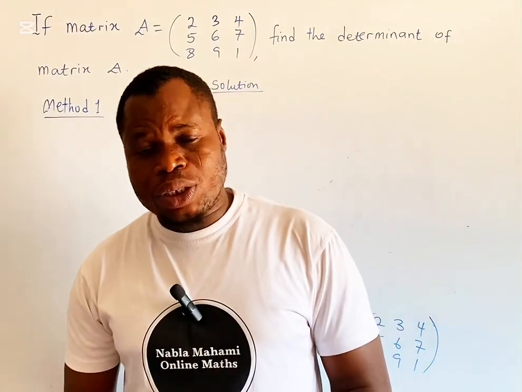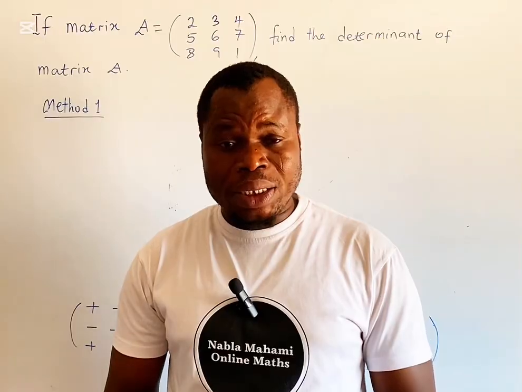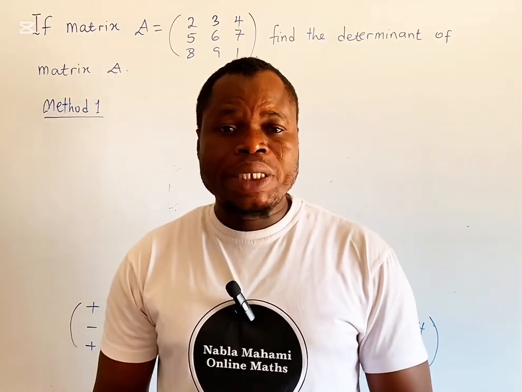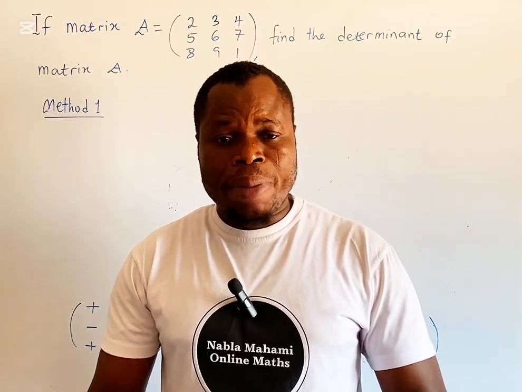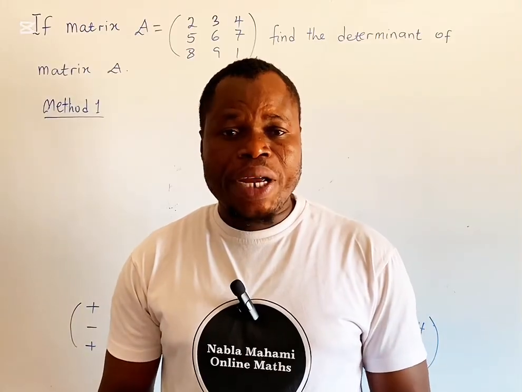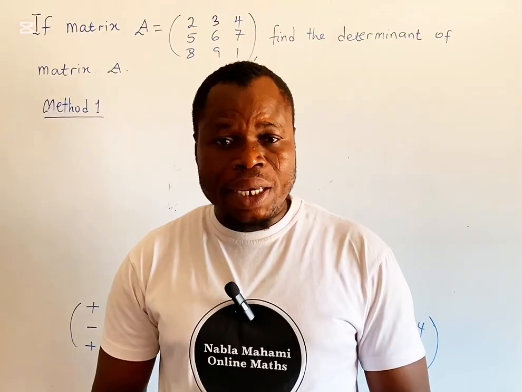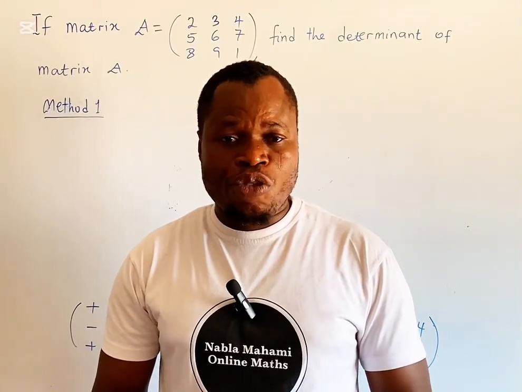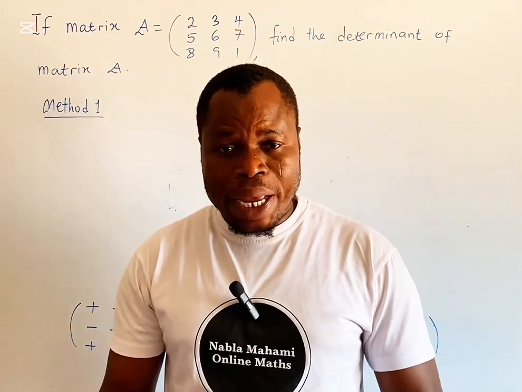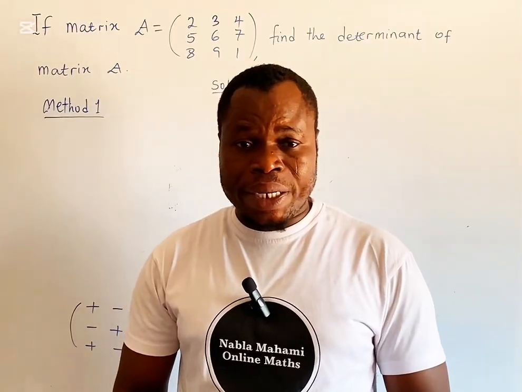To find the determinant of this matrix, I'm going to use one method known as the pattern rule. This rule was discovered independently by two great mathematicians, Gottfried Wilhelm Leibniz from Germany and Seki Takakazu from Japan. So let's look at how you can use the rule to find the determinant of this 3 by 3 matrix.